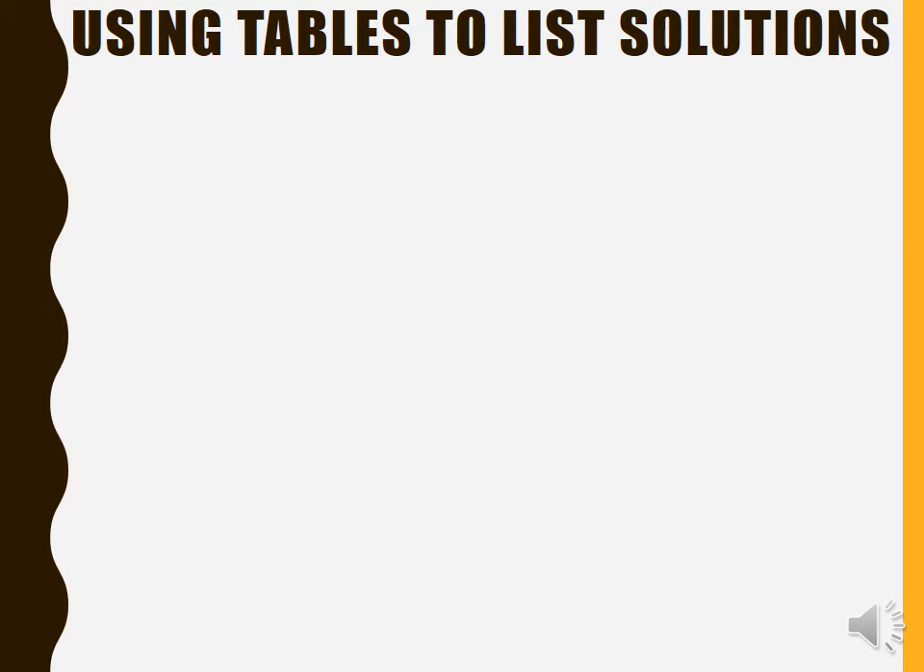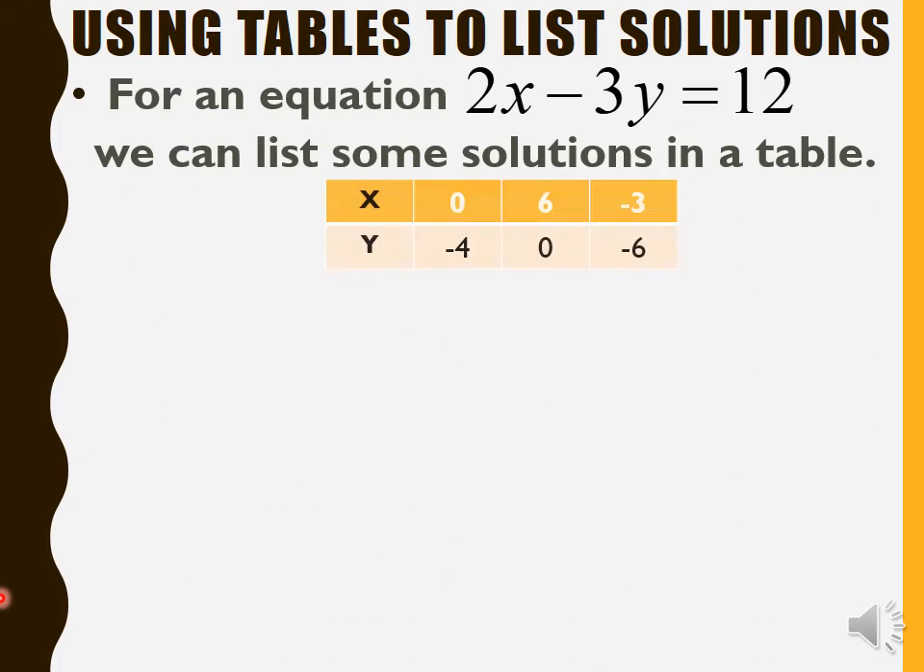Using tables to list the solutions. For example, if we take 2x - 3y = 12 as an equation, then we can write down the solutions of x and y of this equation in tabular form. For x = 0, we will get y = -4 in this equation. Similarly, for x = 6, we will get y = 0. And for x = -3, we will get y = -6. If we just put the values, we will see that the answer comes out to be 12.